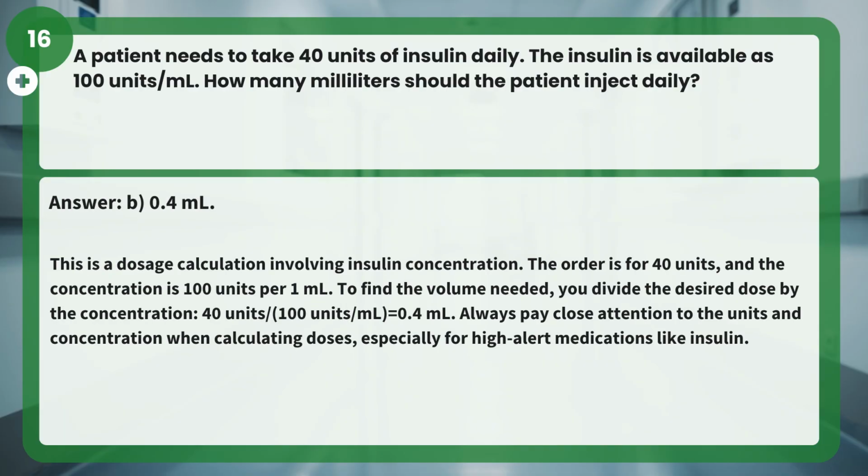Answer: B. 0.4 milliliters. This is a dosage calculation involving insulin concentration. The order is for 40 units, and the concentration is 100 units per 1 milliliter. To find the volume needed, you divide the desired dose by the concentration: 40 units / 100 units/mL equals 0.4 mL. Always pay close attention to the units and concentration when calculating doses, especially for high-alert medications like insulin.